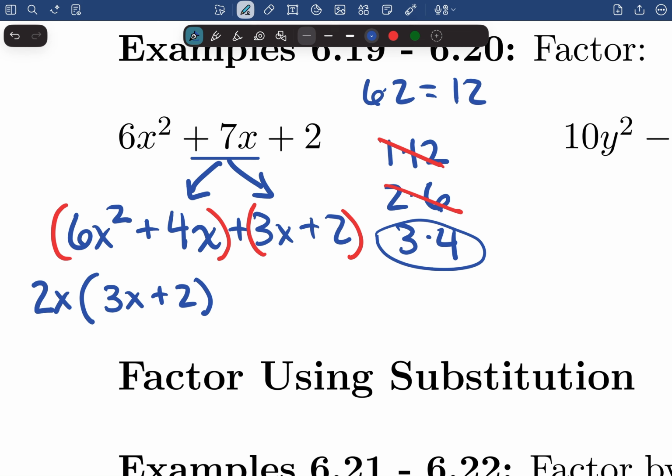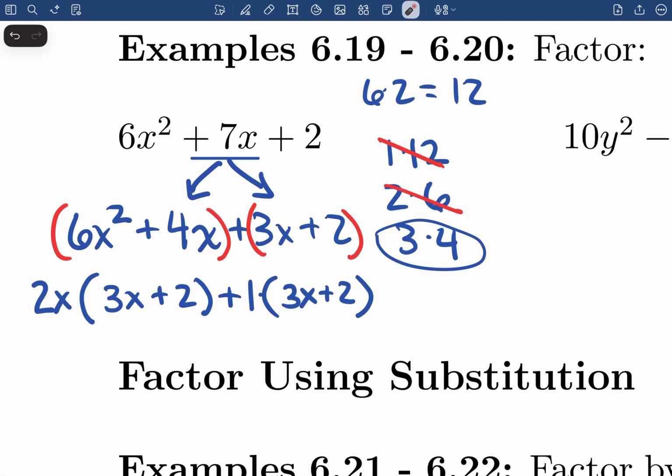And then I have a plus, and then this 3x plus 2, there's no GCF. Well, I shouldn't say there's no GCF. The only thing that I can pull out of it is a 1. Okay, there's a 1 that I can factor out, because when you factor a 1 out of something, it stays the same.